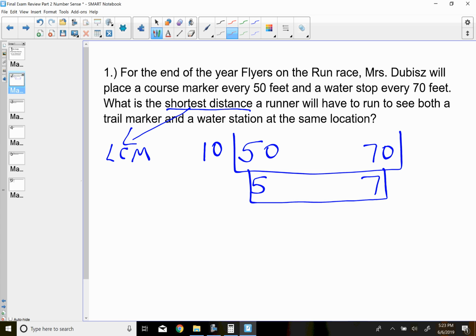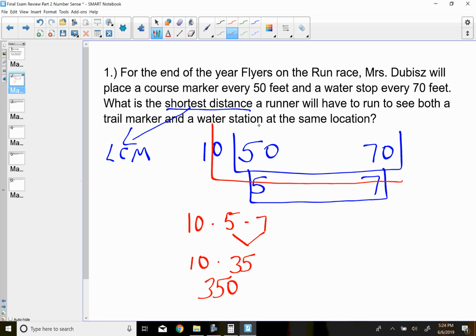Once I realize that, LCM is when I take the L, the side, and the bottom row, and I multiply them. So 10 times 5 times 7. I'm going to do 5 times 7 first. Commutative property says I can do that, and it's a little bit easier to multiply by 10. So 350. So what is the shortest distance a runner will have to run to see both a trail marker and a water station? It would be 350 feet.